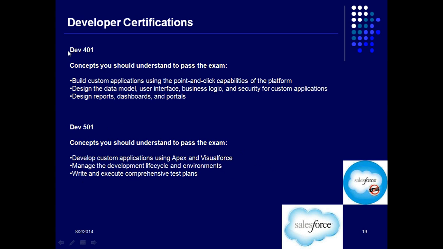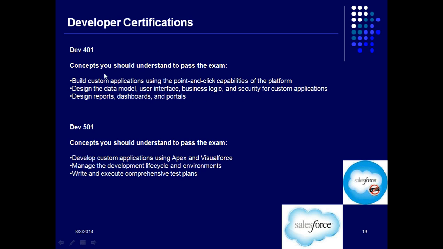Then for developers there are again two certifications, Dev 401 and Dev 501. Dev 401 is the basic developer certification where you need to have the following concepts: build custom applications using point and click capabilities. The best part of this 401 certification is there is no programming required. You just need to develop applications using point and click capabilities, the declarative side of it, right? Design the data model, user interface, business logic, everything using the declarative method, point and click.